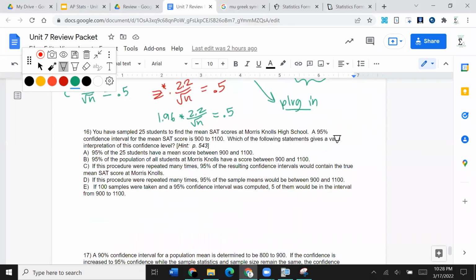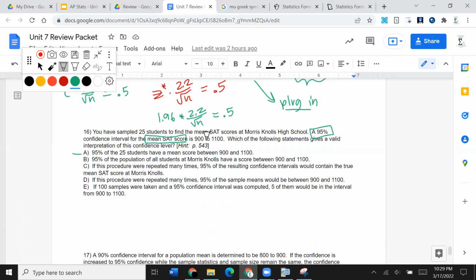All right, 16. You have sampled 25 students to find the mean SAT scores at Morris Knowles High School. A 95% confidence interval for the mean SAT score is 900 to 1100. Which of the following statements gives a valid interpretation of this confidence level? Confidence level means if you were to do this type of sampling many, many times, you would expect this many percent of the intervals to capture the true parameter. So in this case, since I'm doing a 95%, I would expect 95% of my intervals produced to capture the true mean SAT score.